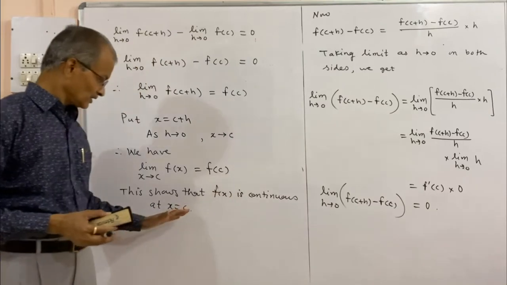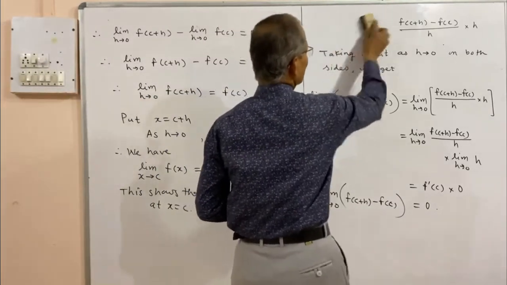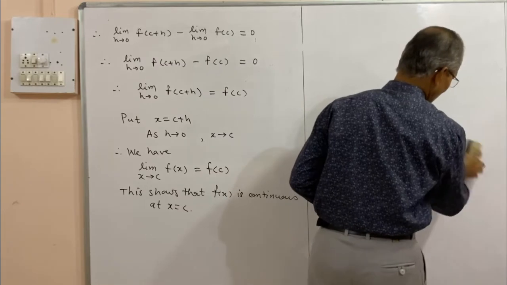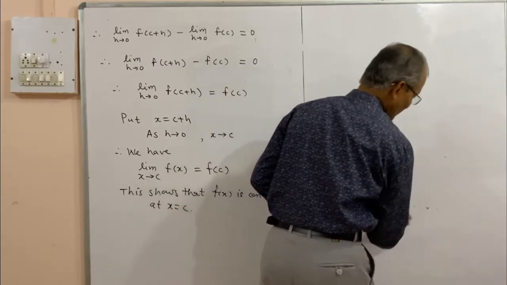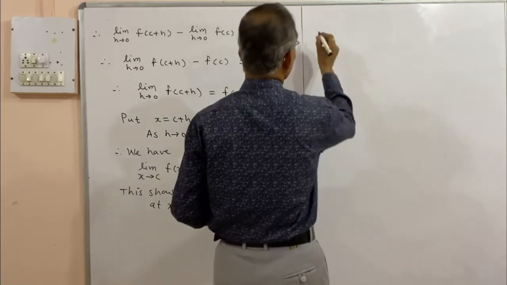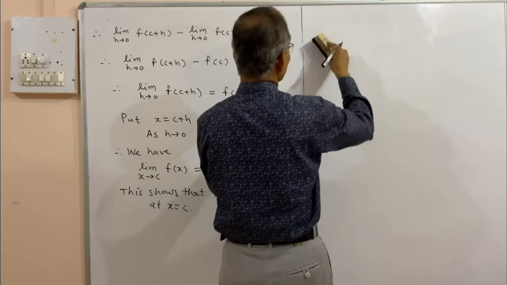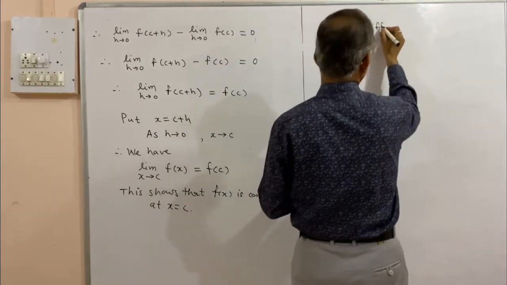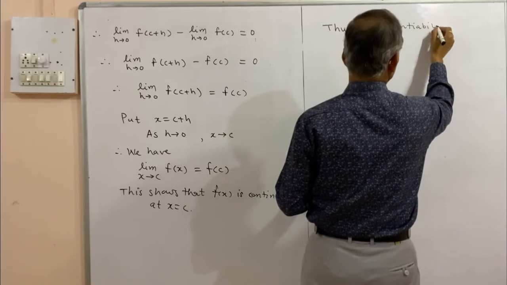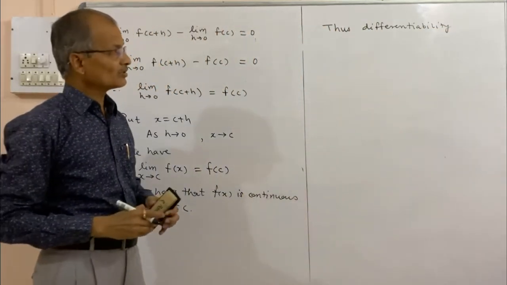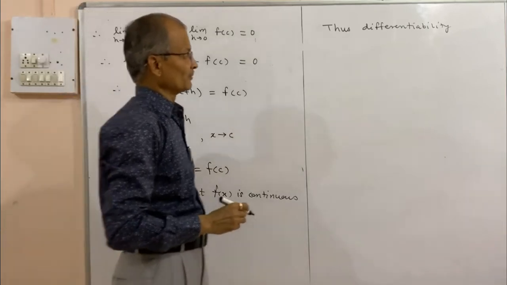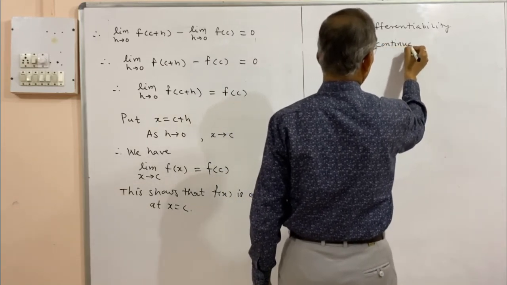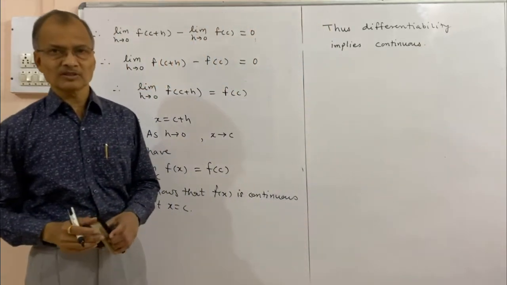If it is differentiable, it becomes continuous, and thus differentiability implies continuity. If a function is differentiable, then it is always continuous at that point only. It depends on the point. So thus differentiability implies continuity. The property of a function to have a derivative is called differentiability, and it gives continuity. Or the meaning is, a differentiable function is continuous.